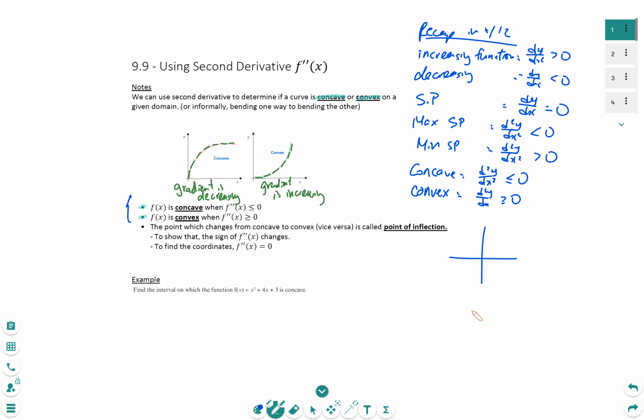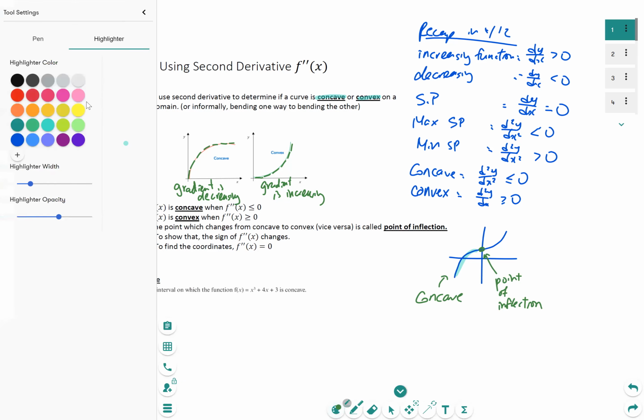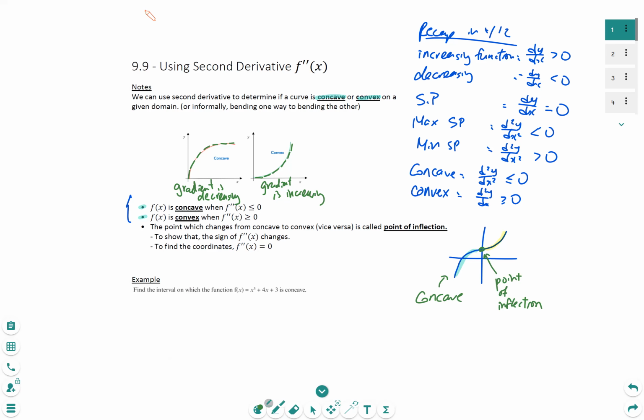Now, a point of inflection is like this. Let's say you have a cubic graph. This is the point of inflection. Let me show you. You can see why, because this part of the graph is concave. If you compare with a concave curve, it's bending down. On the other side, let me bring a different highlighting color, this part is convex. So not all curves have a transition point between concave and convex. So then this is the point of inflection.